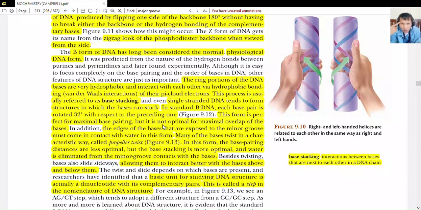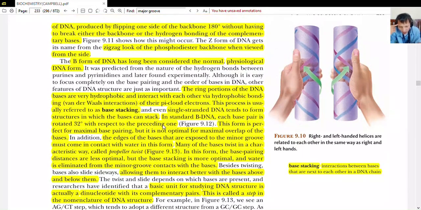You're getting there, but it's not normal or abnormal. So I have also highlighted base stacking, the interaction between bases that are next to each other in a DNA chain, the ring portions of DNA. So you have another term there. Base stacking is the interaction between bases that are next to each other in the DNA chain.